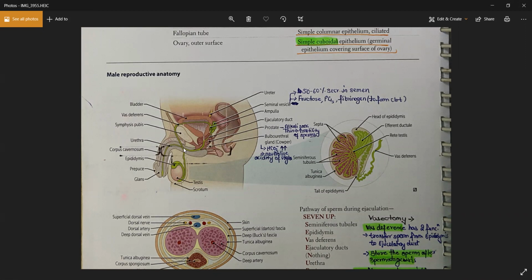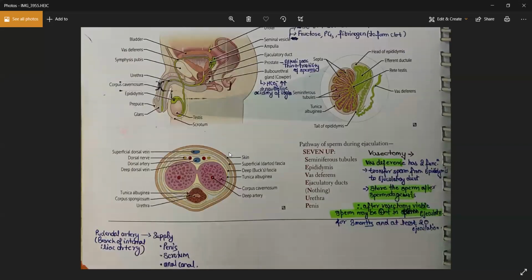Okay, so finally you have the ejaculatory duct, and this duct will enter the prostate and it becomes the urethra, right? And then it opens in the glans penis. So we have cut the testes, and we have seen what structures are present inside the testes. Now let's see the cross section of the penis. On the outside, you have the skin.